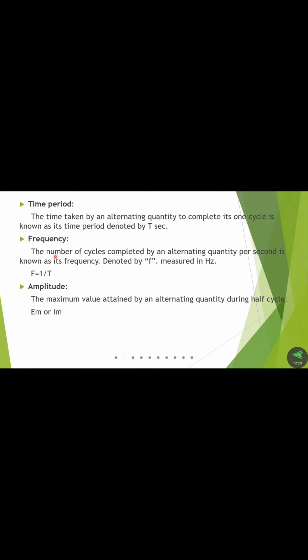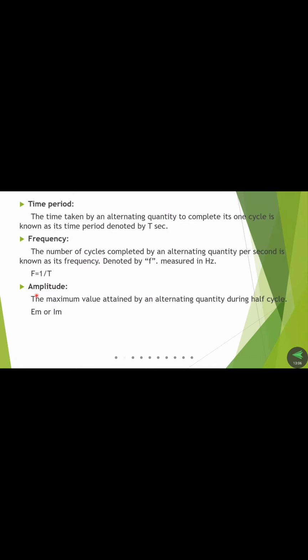Frequency is the number of cycles completed per second. How many cycles are completed within a second is called the frequency. It is generally denoted by F and measured in hertz. The general formula is F equals 1 by T, where T is the time period. From the formula we can observe one cycle per second, so within a specific time that gives the frequency value. It is generally measured in hertz as well as radians.